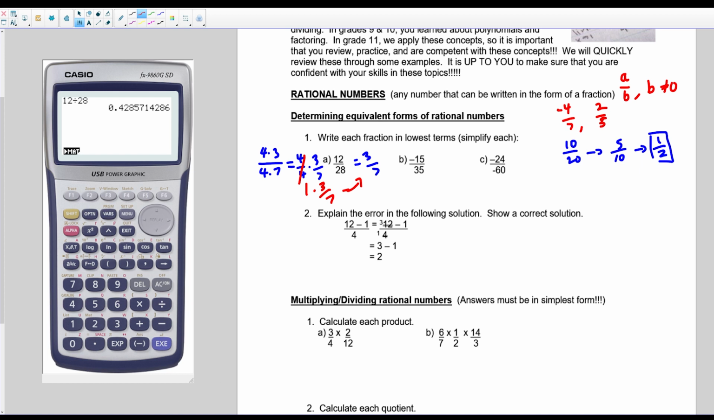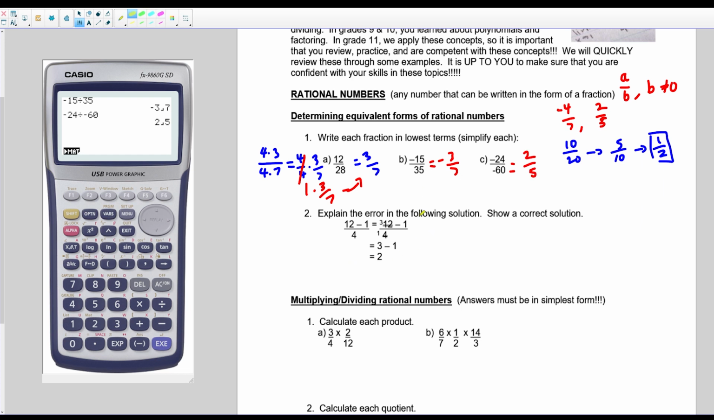Let's go ahead and do the same thing for the next couple of examples here. So we have -15 over 35. And we get that decimal. I can go ahead and turn that into -3 over 7 once again. And then last but not least, -24 over -60. We know that when we divide two negative numbers, we're going to end up with a positive number. So -24 over -60, and we end up with 0.4. And if I turn that into a fraction, I get 2 over 5.